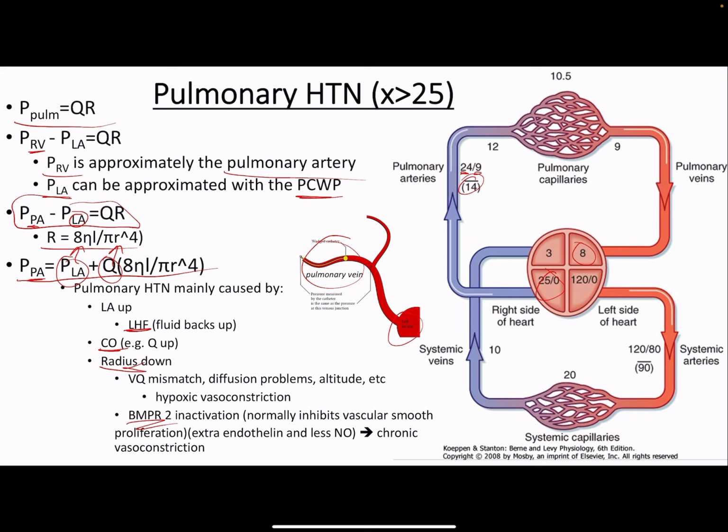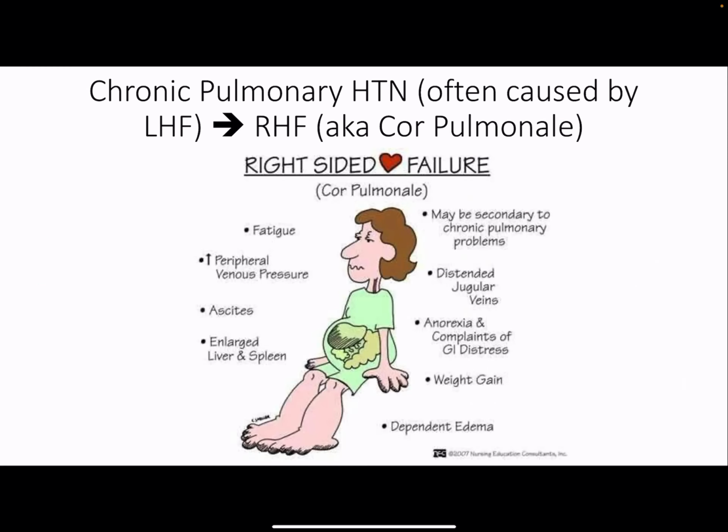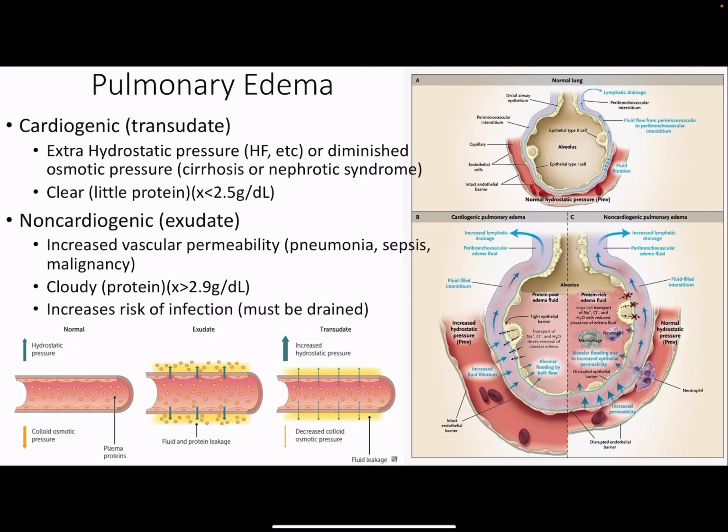BMPR2 is also a gene that normally inhibits vascular smooth muscle proliferation. So it's going to be associated with extra endothelin and less nitric oxide. So we have chronic vasoconstriction. This is just going to be a genetic predisposition to pulmonary hypertension. So left heart failure can lead to pulmonary hypertension, and then pulmonary hypertension can put too much stress on the right ventricle, which can lead to right heart failure, cor pulmonale. This is associated with ascites, hepatosplenomegaly, distended jugular veins, and peripheral edema.